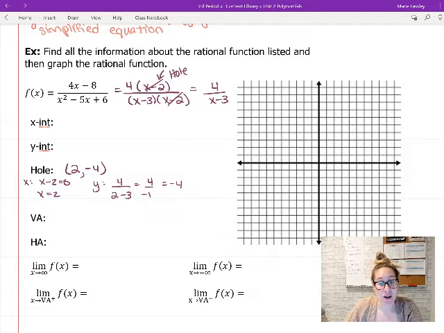Cool. I can go ahead and graph that if I want to. So I'm going to graph a hole at 2, negative 4. So 2, and then 1, 2, 3, 4. And I just graph an open circle like that. That's a hole. That's what it looks like in my graph. It's just an open circle.